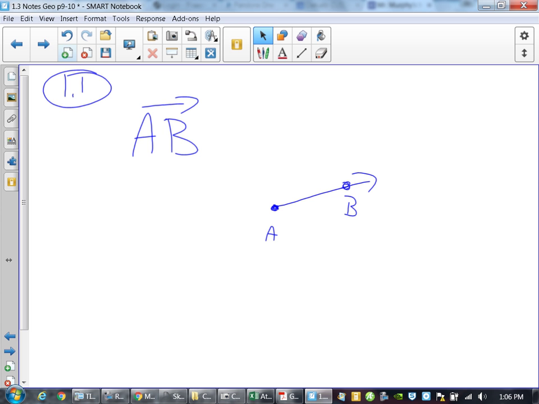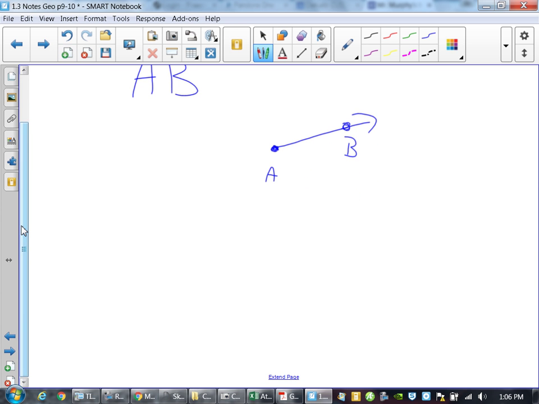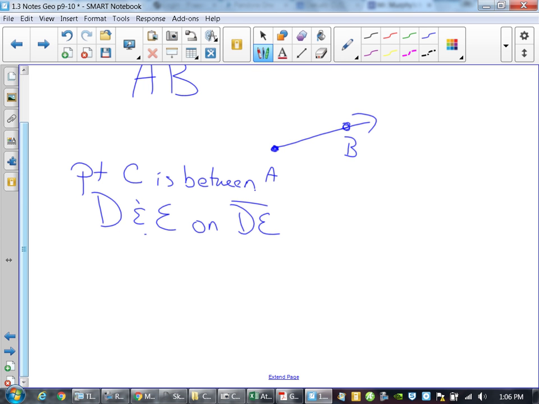What about, how do you do this? Point C is between D and E on segment DE. That's all it is? It's a line segment and then the point in the middle. Yep. Does it matter where you place C to one side? No, it could be anywhere, as long as it's between. That's what it looks like.